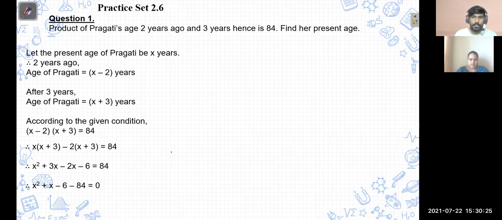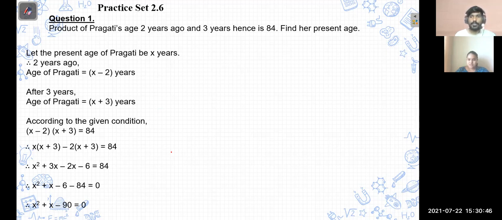See into your book. So x square plus x minus 90 equals 0. Correct. Now you have to solve this quadratic equation.